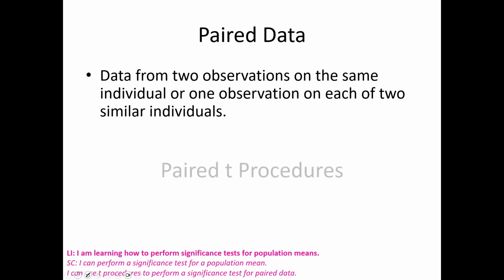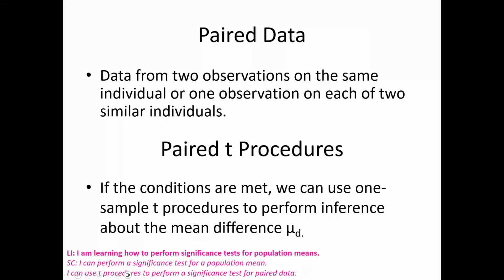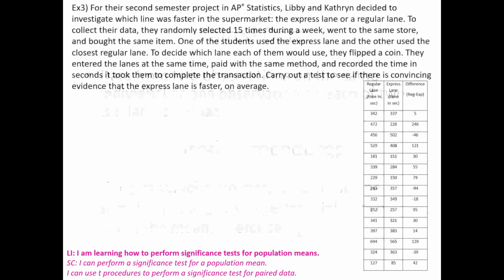All right, so paired T procedures. If conditions are met, we can use one sample T procedures. So even though we're looking at what we might call two different observations or treatments or things here, we're going to put them together into a single problem, and so it's still going to act as one sample. So one sample T procedures to perform inference about the mean difference. So we literally are comparing them by finding the difference. To see what that means, let's take a look.